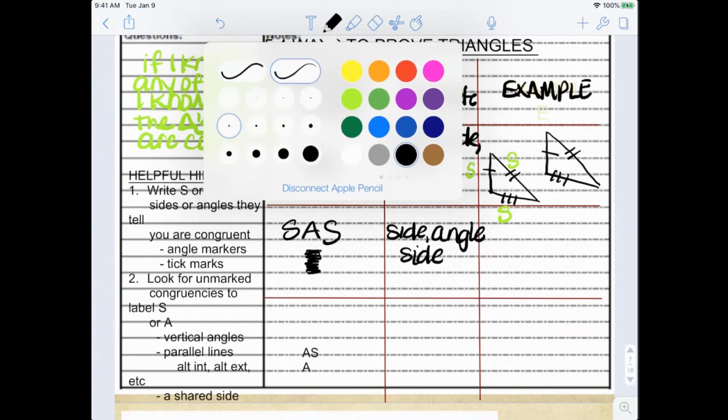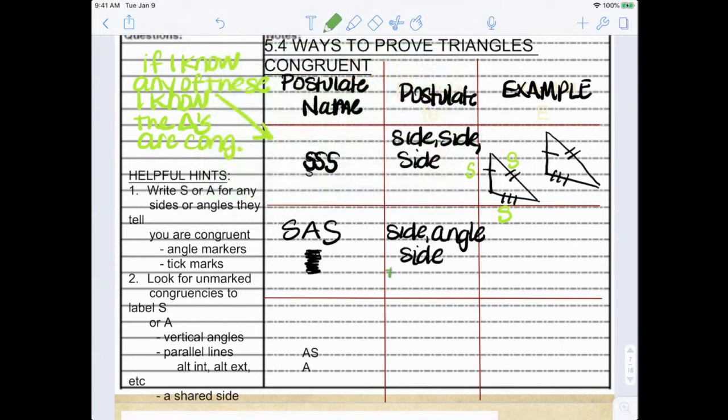And I'm going to write it in a darker green. The congruent angle has to fall between the two congruent sides. That's so important. It won't work otherwise. But what that would look like is the same thing.